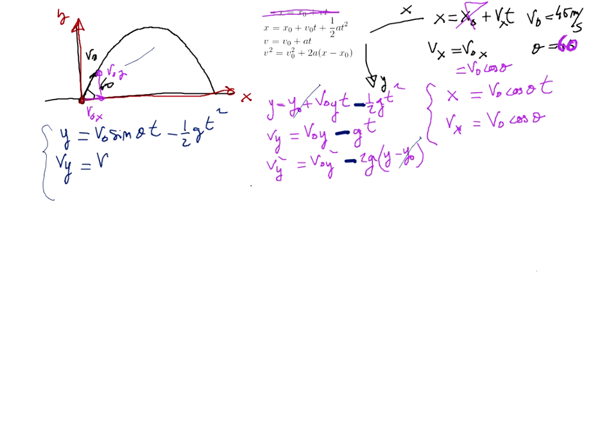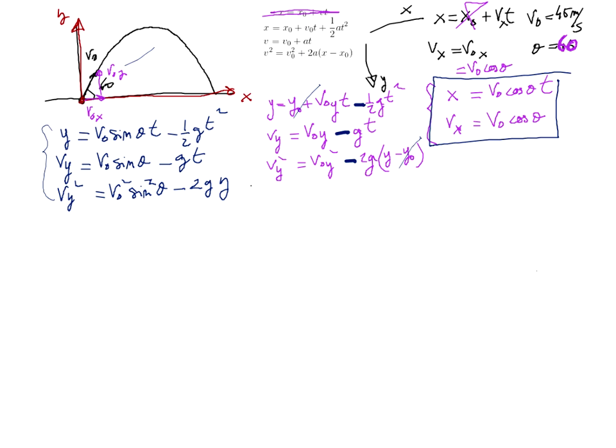Vy is equal to v naught sine theta minus gt, and Vy squared is equal to v naught squared sine squared theta minus 2gy. Perfect. Final set of equations in both my X and my Y, which are specific to my problem. Which means that from now on, I just need to plug and pray. That easy. So, part A.